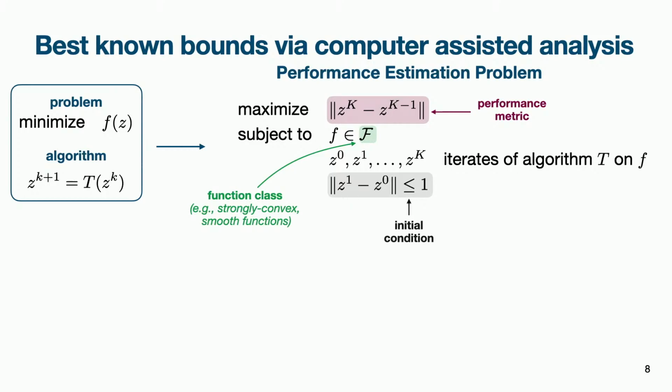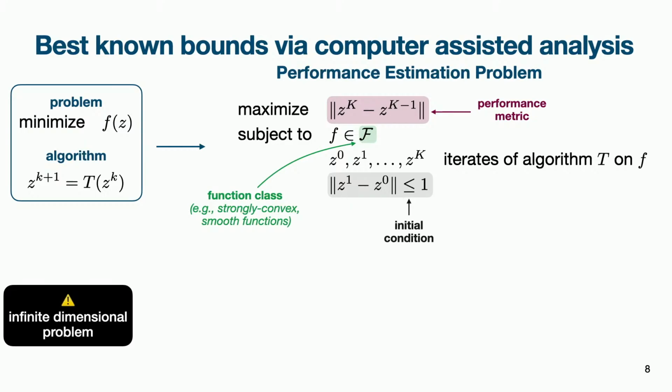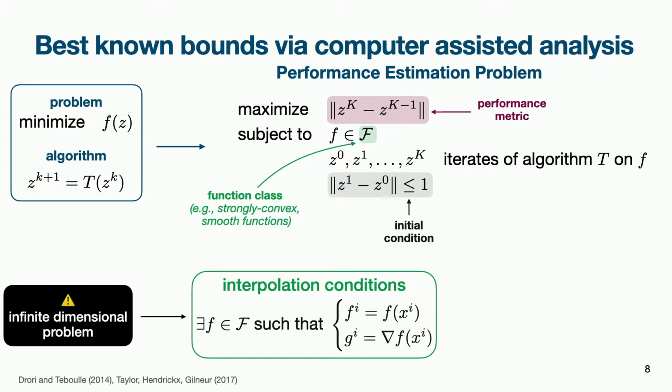So this problem is very nasty because, first of all, you're maximizing a norm, which is non-convex, and also it's a functional: you're optimizing over the space of functions, so it's infinite dimensional. So how do they work out the solution? First of all, you can realize that instead of representing the functions everywhere, you can represent them only at the points of interest, which are the ones that your algorithm encounters. In this case, you can define interpolation conditions, which are constraints of this problem that guarantee that there exists a function in your function class such that the function values and the gradients are the ones that are encountered by your algorithm.